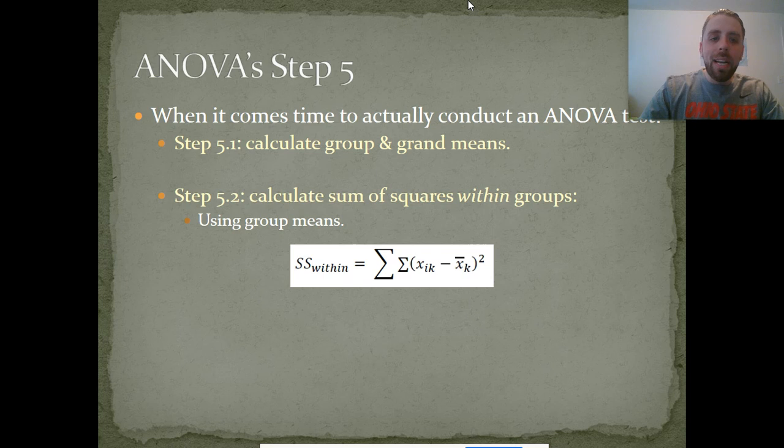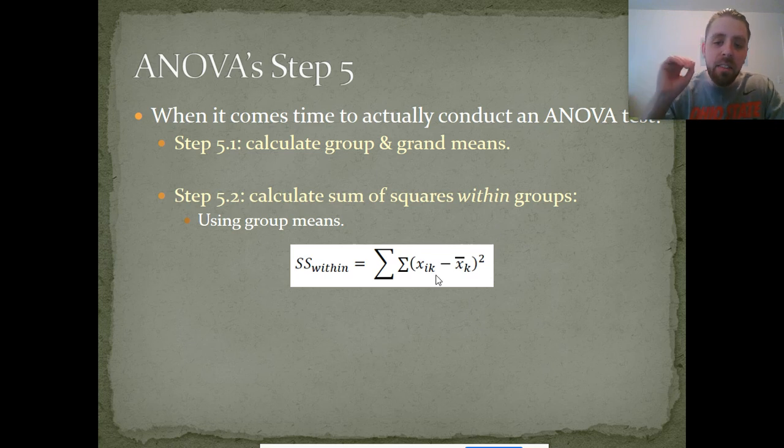So step 2, calculate the sum of squares within the group. And in order to do that, we must use the group mean. So take a look at the formula here. The sum of squares within is the summation of (x_ik minus x bar k) squared. So let's start in the middle of that equation, as the order of operations would tell us to. I take x_ik, which is one observation in that group, and I subtract from it the group mean.